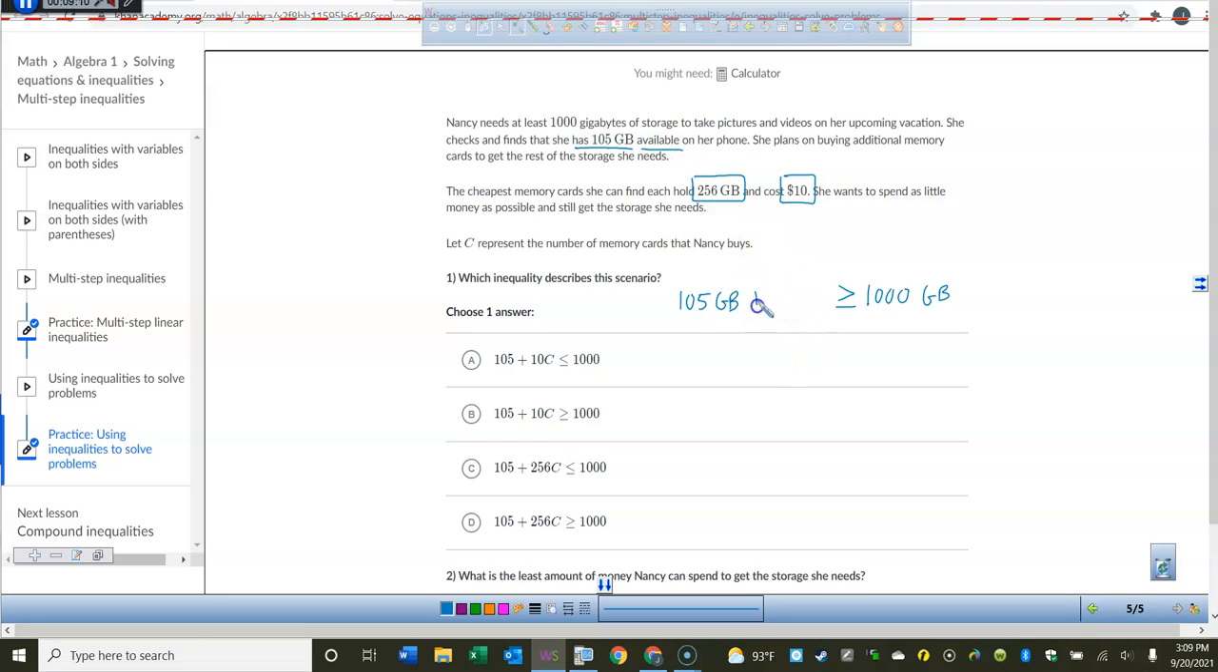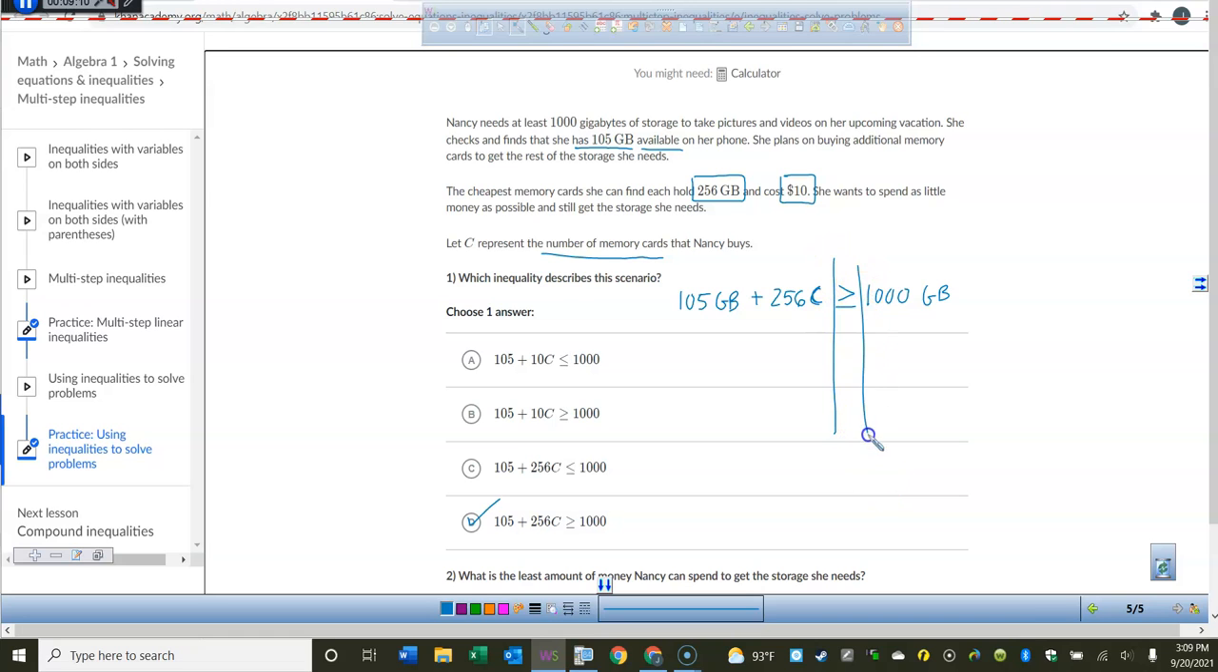She's going to buy some memory cards, and C represents the number of memory cards. Each memory card holds 256 per card. So there's our equation: 105 plus 256C, and we want it to be greater than or equal to 1,000. That's what she wants. So that's the answer for that one.